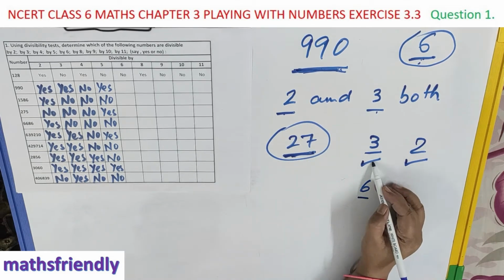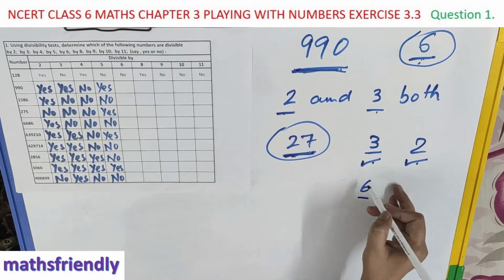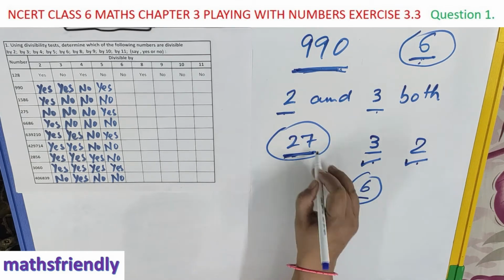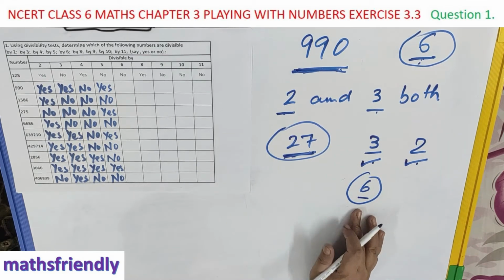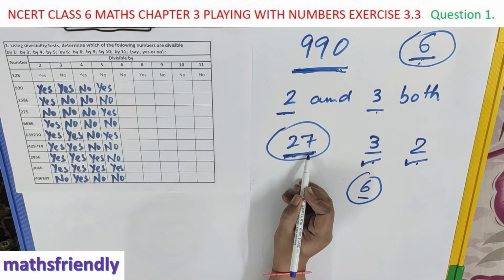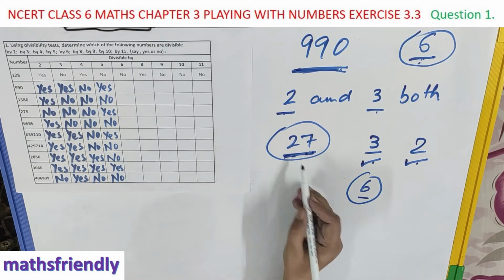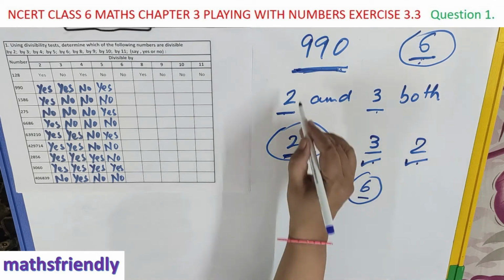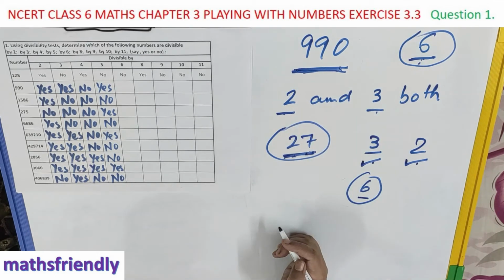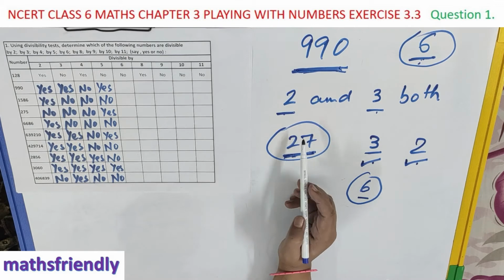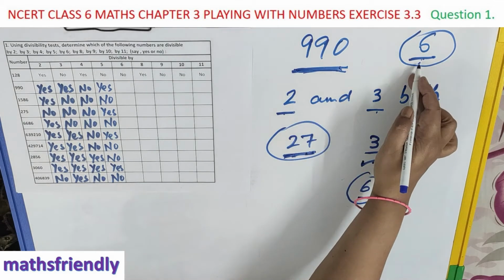Though it is divisible by 3, it is not divisible by 2. Then only we can say that yes, this number is not divisible by 6. It is a small number, so we can directly see this and say whether this number is divisible by 6 or not. But if a number is bigger, then what do we have to do? We have to check its divisibility rule, whether this number is divisible by 6 or not.